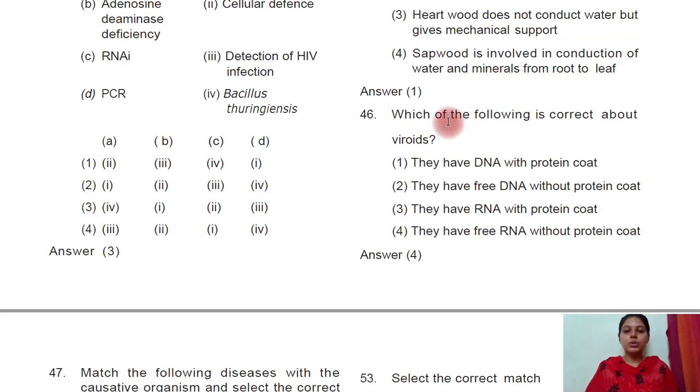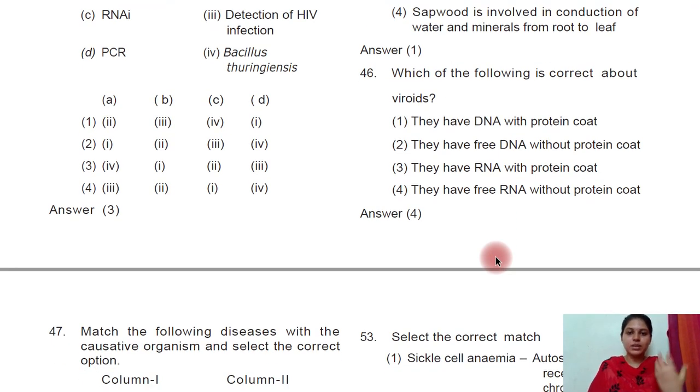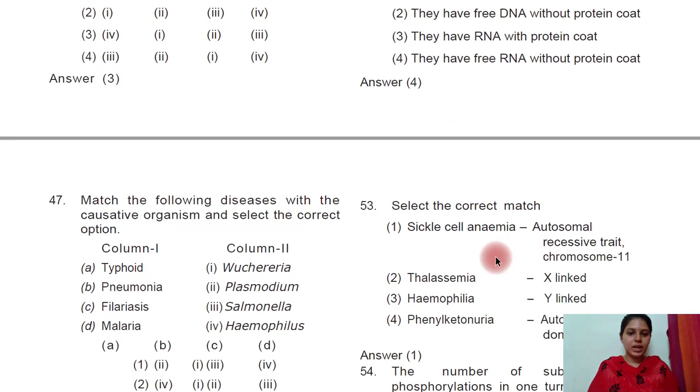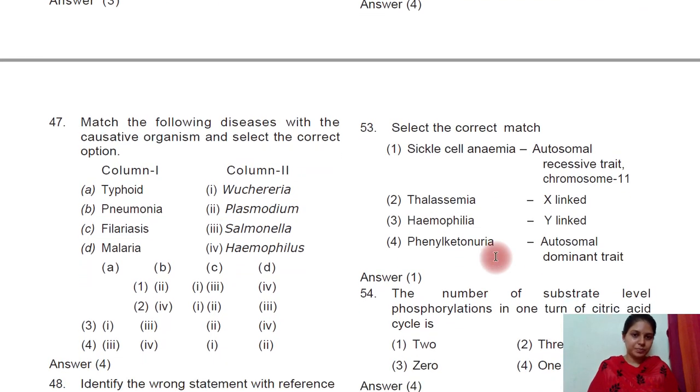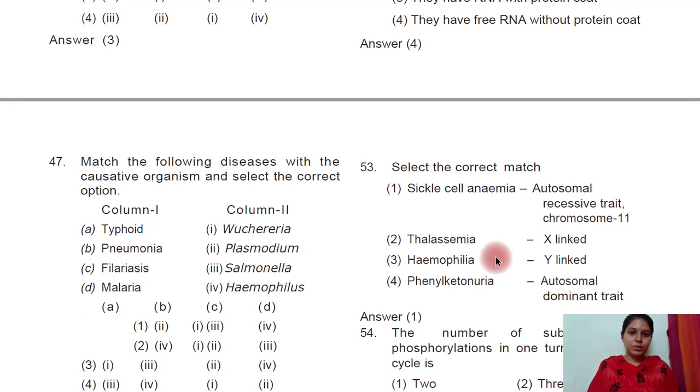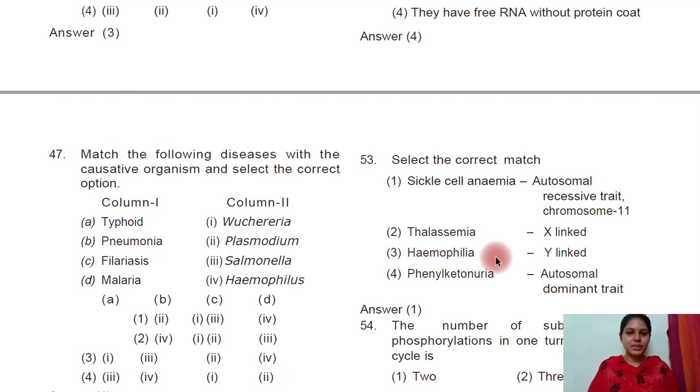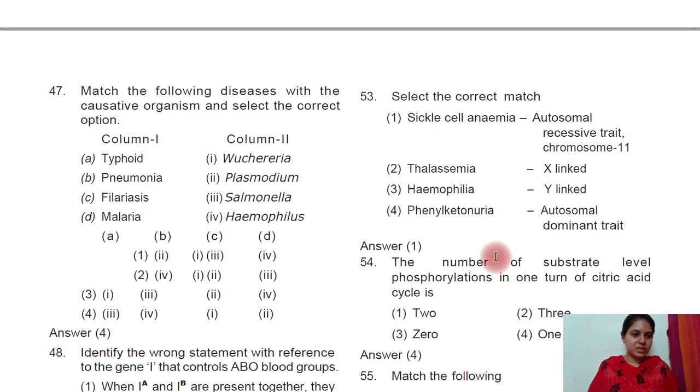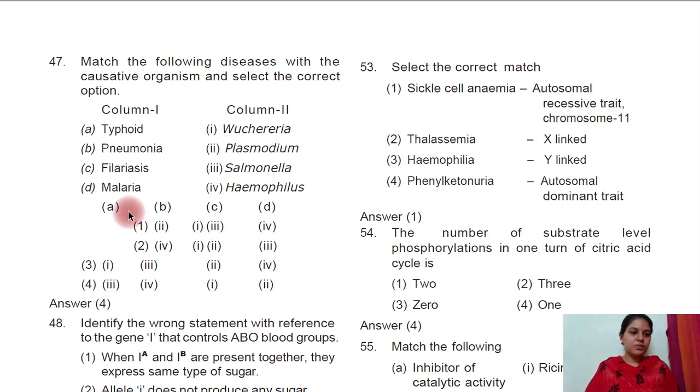Next question. Which of the following is correct about viroids? We know viroids now, they are all free RNA. They don't have a protein, they are able to transpass from one cell to the other cell because they don't have a cell wall, which means that they don't have a proteinaceous coat. So that is there. Next question. Yes, successfully we have finished the first half, 45 questions, and now only a few more questions we will finish. So now match the following diseases with the causative organism and select the correct options.